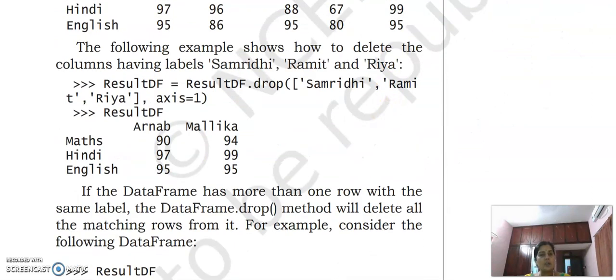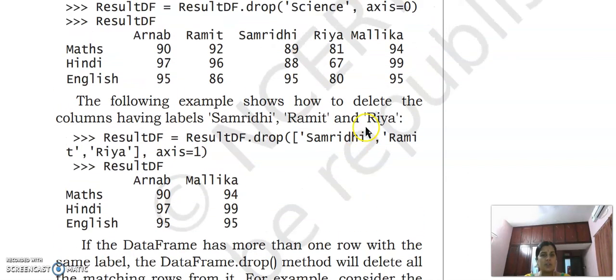Let us delete a column also. The same method: result_df.drop, with the column we want to delete or remove. We use square brackets here and parentheses here. Here we want to remove Samriddhi, Riya and Ramit. So inside the square bracket we give Samriddhi, Ramit, Riya. We use parentheses as well as square brackets. The square bracket denotes column names. Samriddhi, Ramit and Riya are the columns.